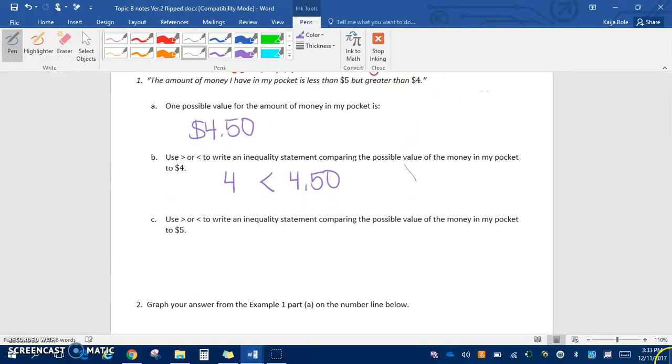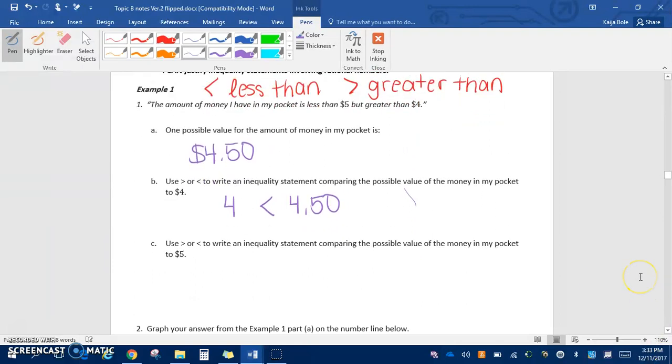Part C says to use these symbols to write an inequality statement comparing the possible value of the money in my pocket to $5. Now if I'm comparing 5 and $4.50, we know that 5 is the bigger number, so we need to open up to that bigger number always.